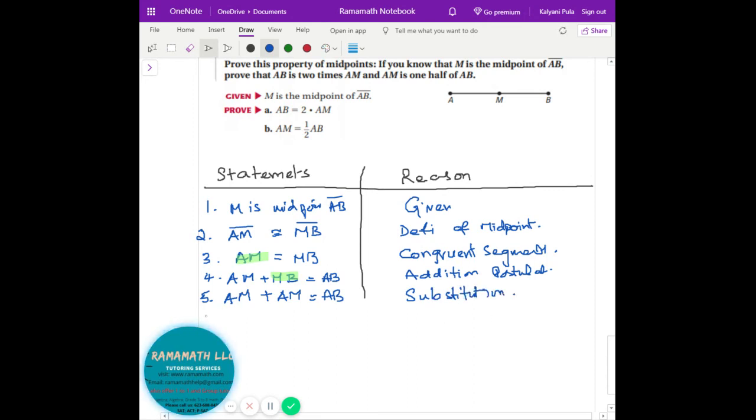Now I see I have 2 of the AMs, so obviously I can add these 2. I can write 2 AMs equals AB. Is this substitution supposed to be from this or just this? Substitution is basically what we did to get this step. That's why you write it as the reason. Now, when I combine these 2, it's the distributive property.